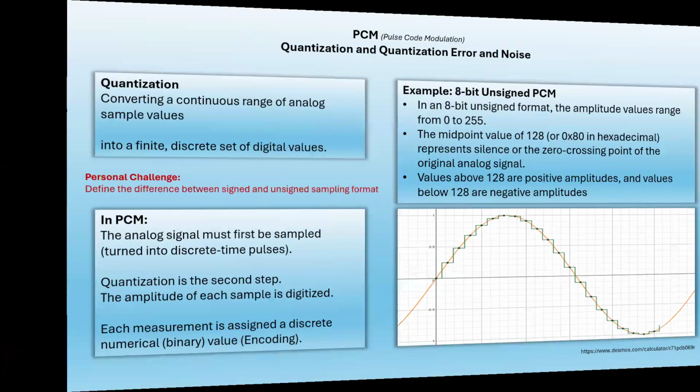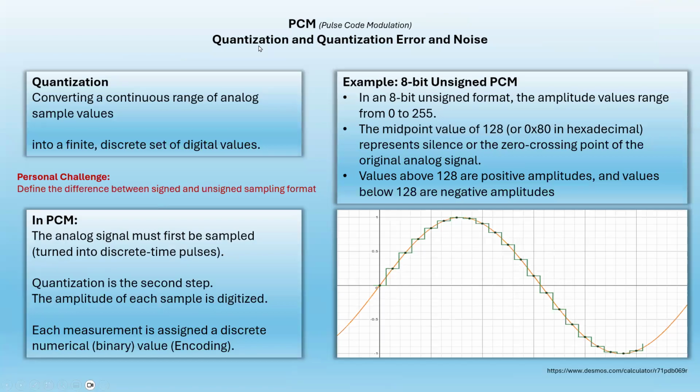All right, here: pulse code modulation, quantization, and quantization error and noise. As we know, quantization is converting a continuous range of analog sample values into finite discrete numbers. So we know that already. In PCM, the analog signal must first be sampled, turned into discrete pulses, and then it has to be quantized, which means the amplitude has to be assigned.